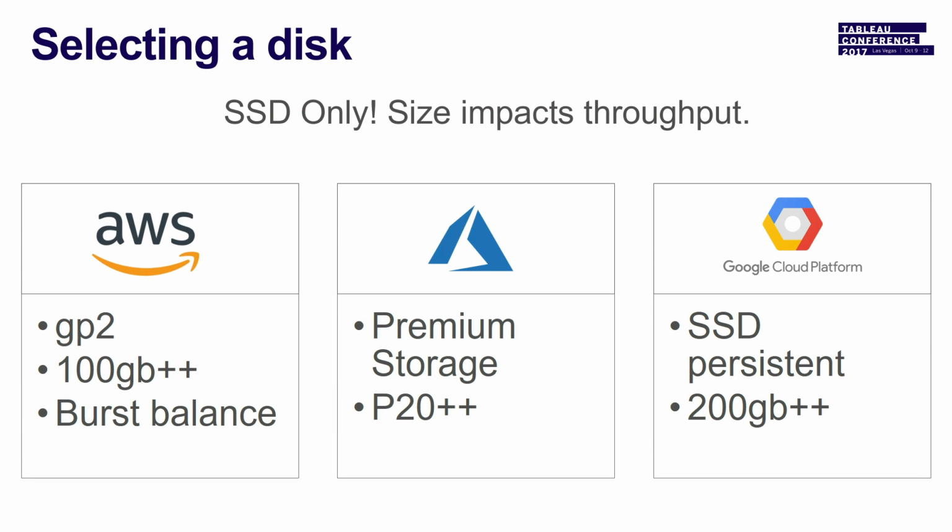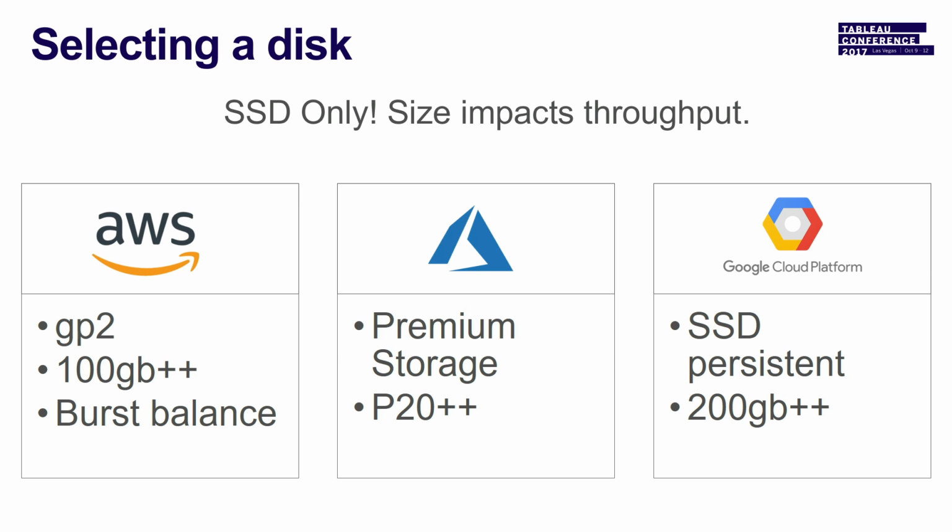All right, summary of selecting a disk. Amazon, Azure, and Google, all of these providers have an aspect of disk performance that is somewhat tied to the size of the disk. So the bigger the disk, the more performance in general. The way they're set up in each provider means that there's slightly different things you need to focus on depending on the provider. It's not one rule for all of them.